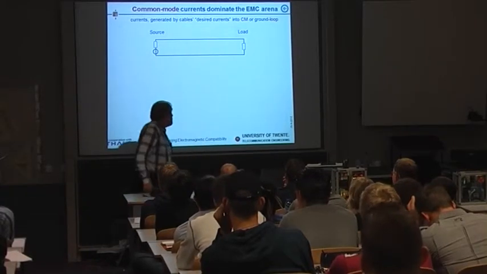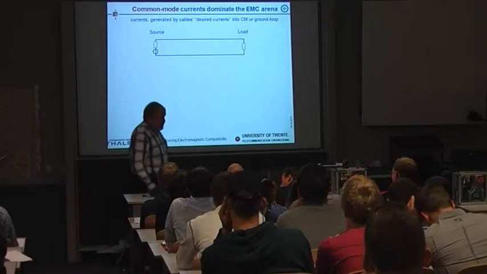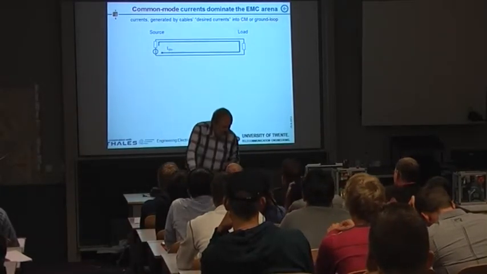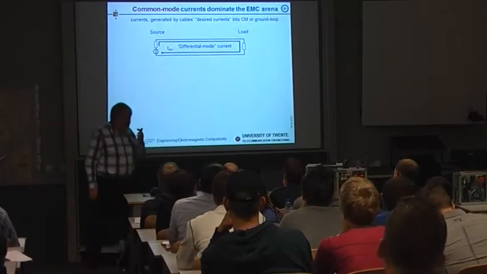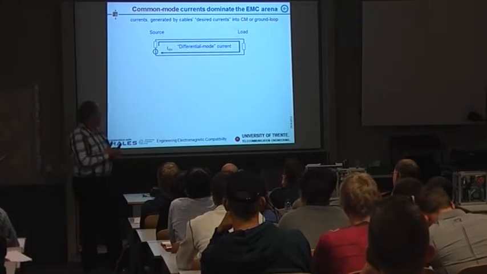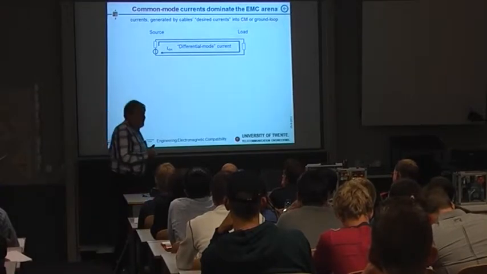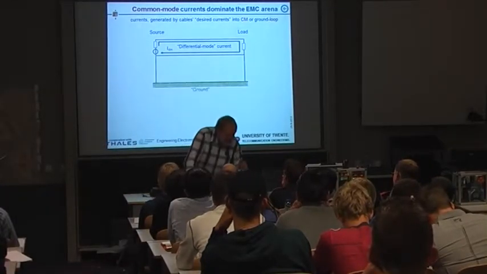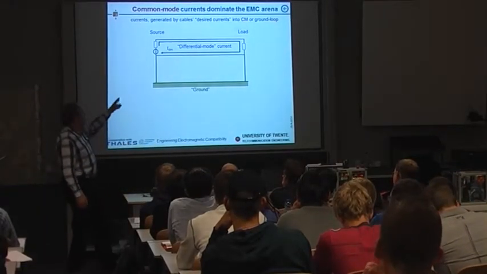So this is a two-wire interconnection, very simple. The source has a load, and the current that flows we call the differential mode current. This is the intended current, the current that was designed, probably measured. Somebody will check it, so we never have anything to do with it by EMC. No problem, differential mode.